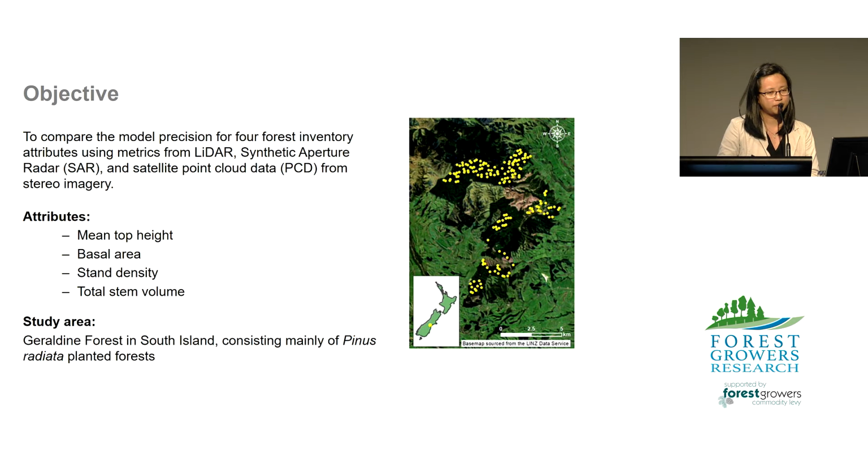It consists mainly of radiata pine. It is a very complex 60 square meter forest. So its terrain varies from 145 to about 860 meters. And the slopes are rolling to steep from about 0.04 degrees up to 67 degrees, which makes it a very complex study area.